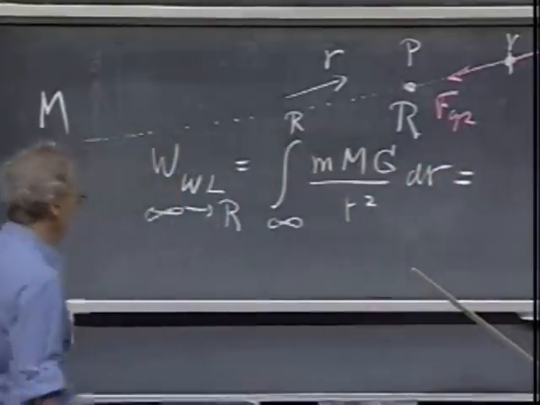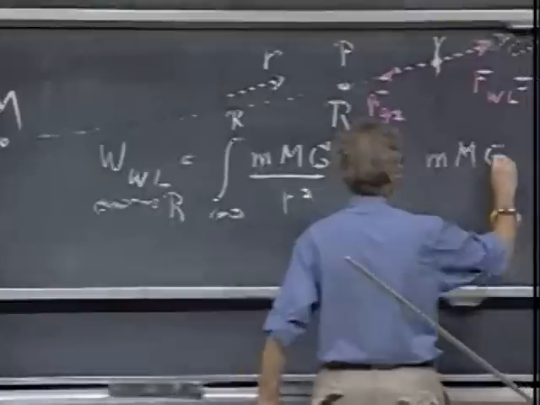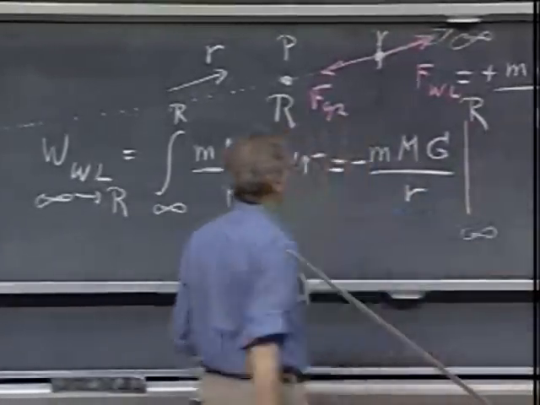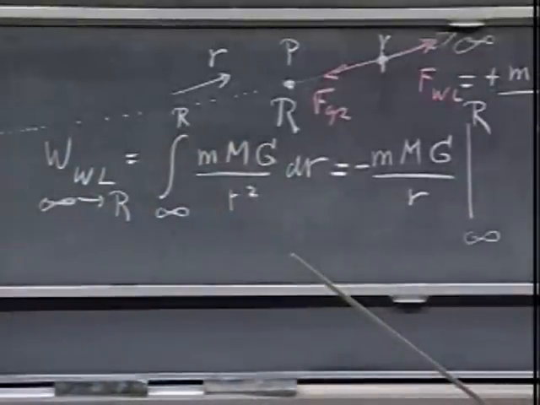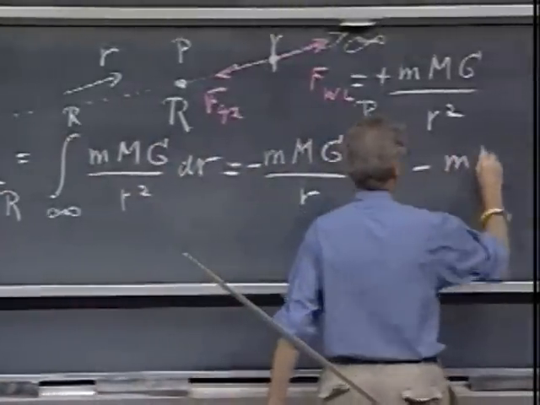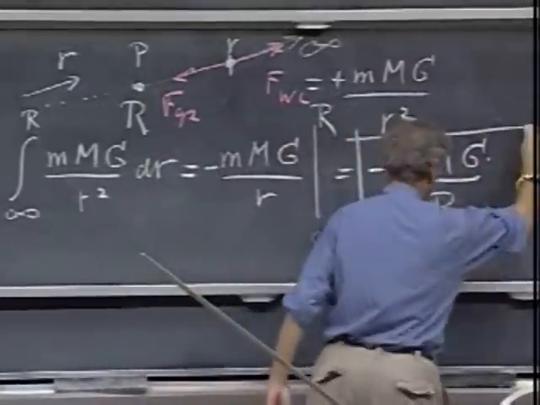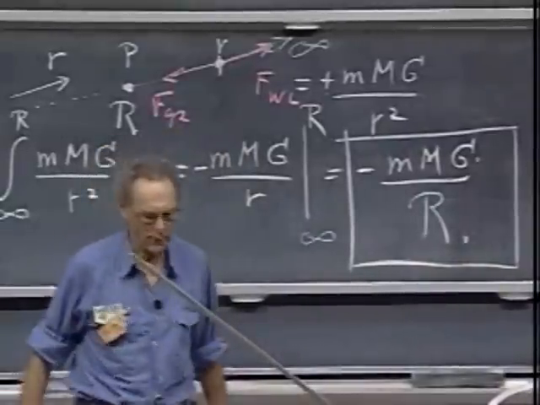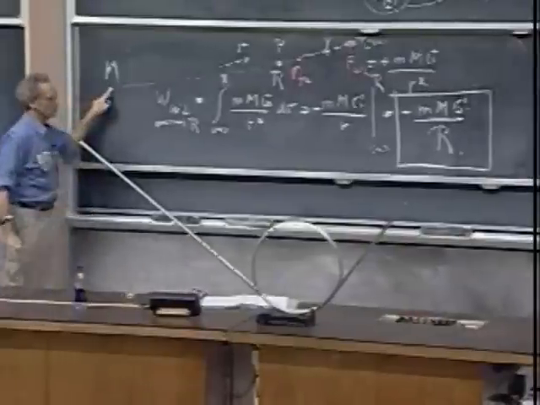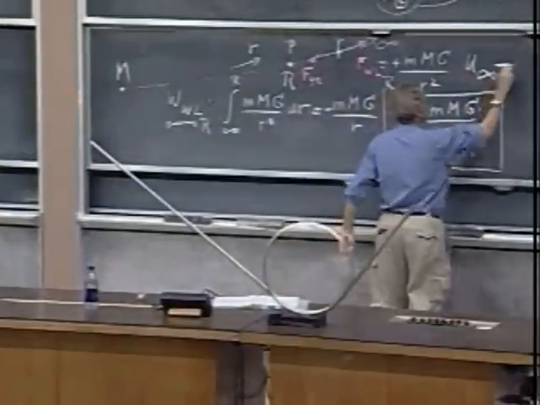That's a very easy integral. This is minus 1 over R, so I get Mmg over R with a minus sign, and that has to be evaluated between infinity and capital R. When I substitute for R infinity, I get a 0, and so the answer is minus Mmg over capital R. And this is the gravitational potential energy at any distance, capital R, that you please, away from this object. At infinity, it's now always 0.